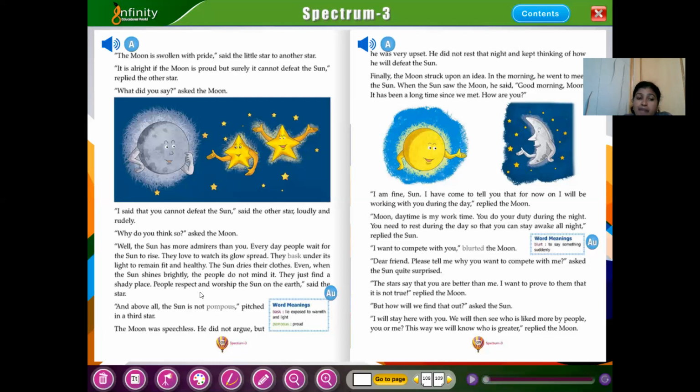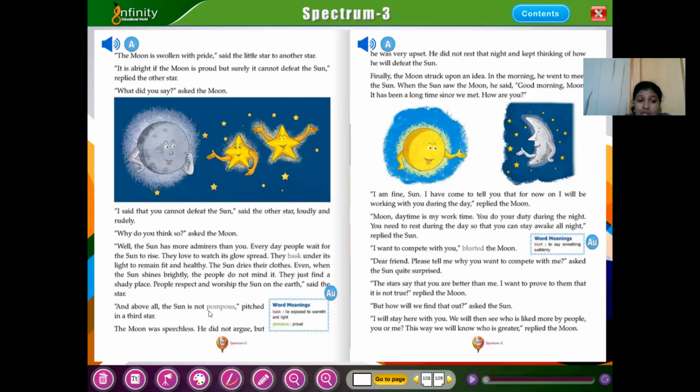Okay children, the people respect and worship the sun on the earth. And above all, the sun is not pampered or proud, said a third star. One more star told that though the sun is respected and worshipped by the people of the earth, the sun is not proud. Though the people respect him, worship him and admire him on earth, the sun is not proud of himself.